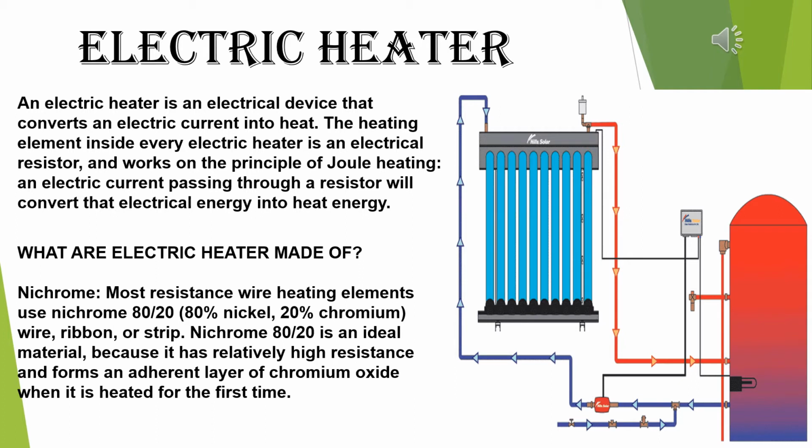Nichrome is an ideal material because it has relatively high resistance and forms an adherent layer of chromium oxide, that means Cr2O3, when it is heated for the first time. So why nichrome has been used over here, that also I have explained. Now see, I have given a picture of a water heater. In the houses of most students, I think, you have this electric heater. So this is the total mechanism.